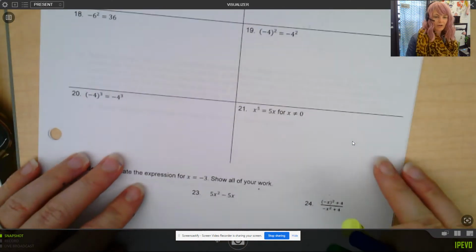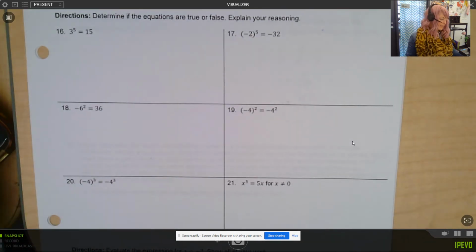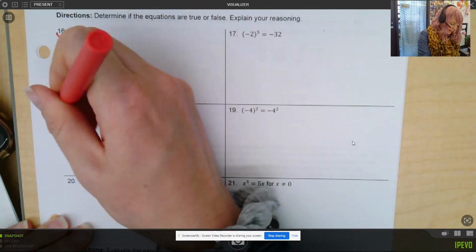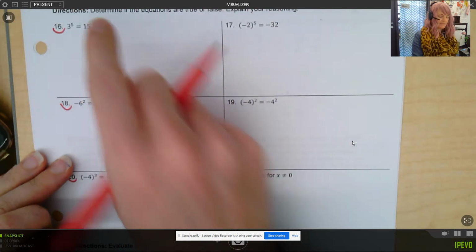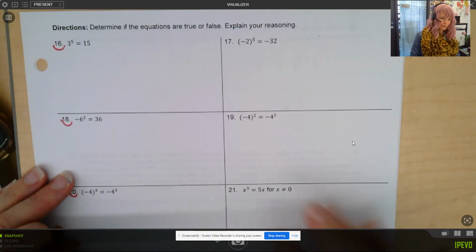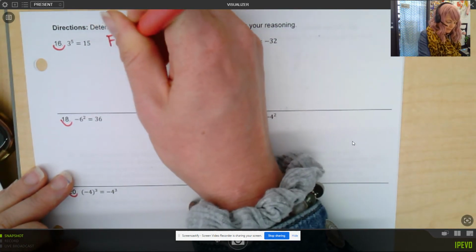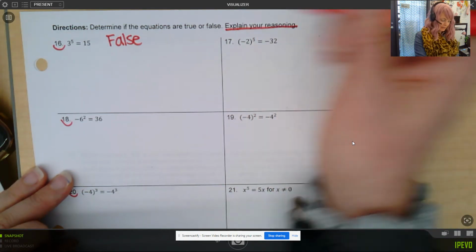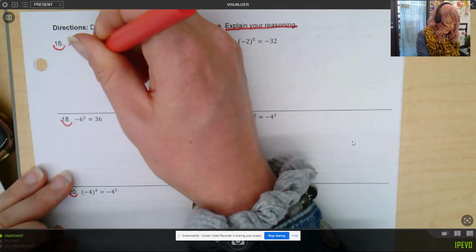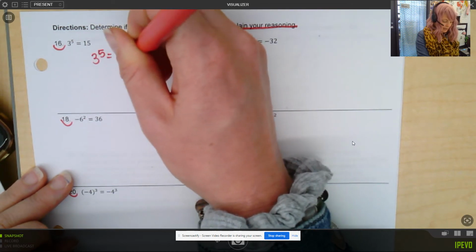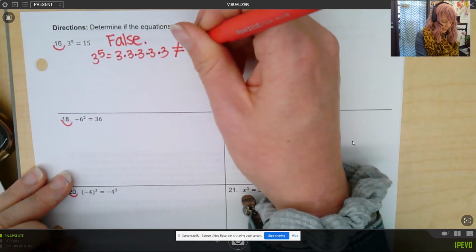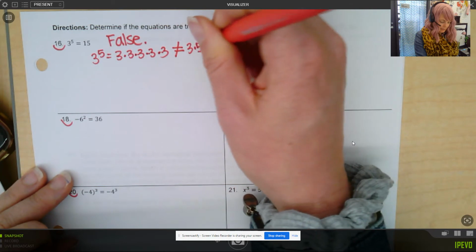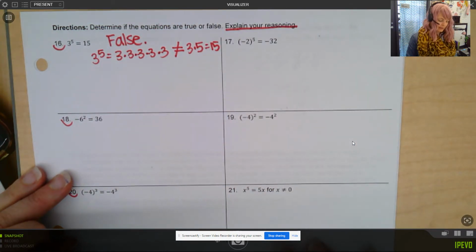Okay, so with our knowledge of exponents from years past and what we've gone over today, we're going to see if these are true or false statements. So I'm going to do 16, 18, and 20 with you. You're going to do 17, 19, and 21 on your own. So 16 says 3 to the 5th is 15. What do we know? True or false? This is false. And it also says explain your reasoning. So this is false. 3 to the 5th power is 3 times 3 times 3 times 3 times 3, 1, 2, 3, 4, 5, which does not equal 3 times 5, which is 15. Okay, so we know that one.